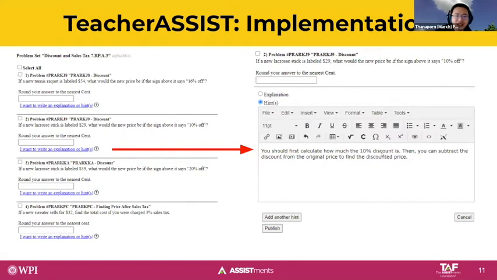What's good about it is, instead of showing all the problems they could write hint messages for, they only see problems that are directly relevant to them, which solves design question number 2. And since these hint messages are directly available to the students that they are literally assigning these problems to, the teachers are incentivized to write these hint messages.